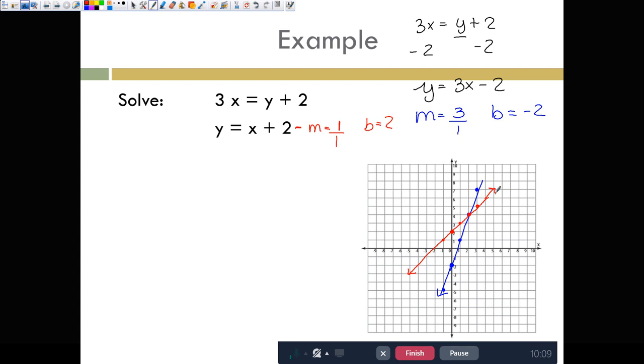Okay, the point of intersection is my solution. So what would be my solution in this equation? What is my point of intersection? Two, 4. So it's 1, 2, and up 1, 2, 3, 4. So that is my intersection point. That is my solution.